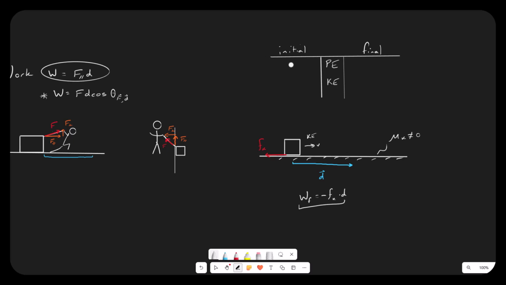So in this particular case, I have no potential energy at the beginning or at the end. I have some amount of kinetic energy at the beginning and none at the end if I'm coming to a stop. I can add in the work, and the work here is going to be work from friction, or force of friction times distance.